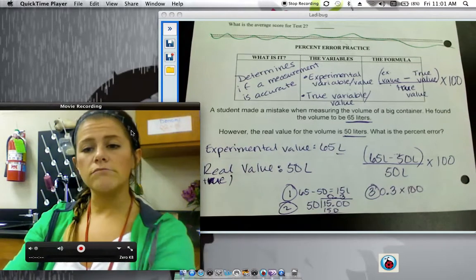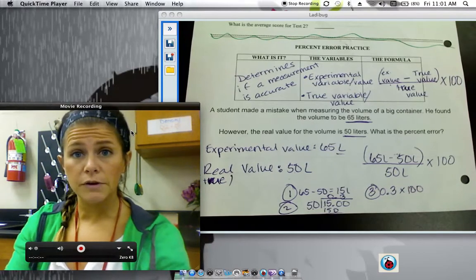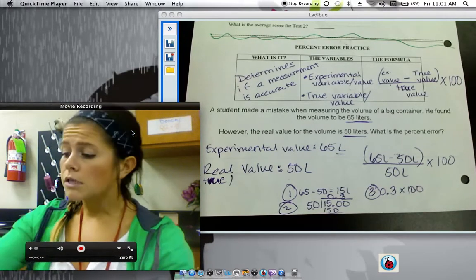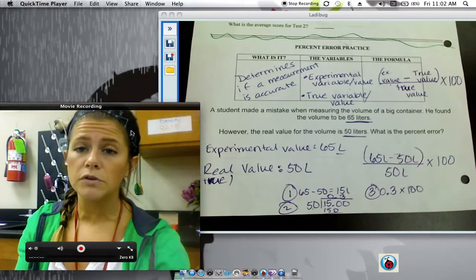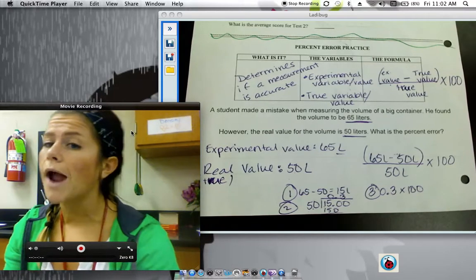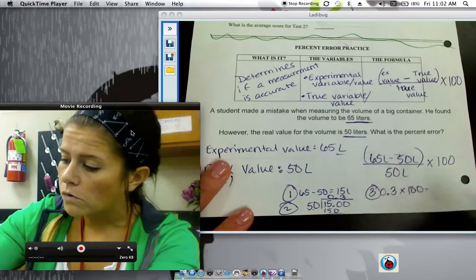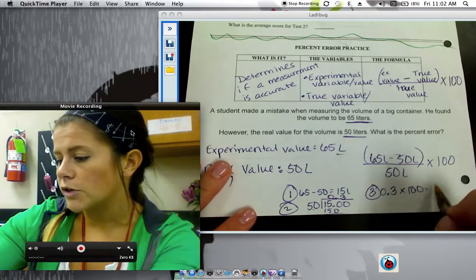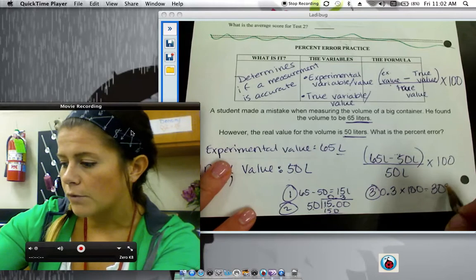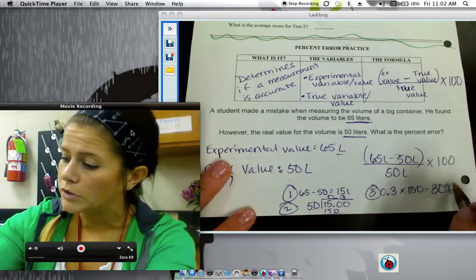So our third step is taking that 0.3 and multiplying it by 100. Now here's a hint. The number of zeros there are tells us the number of times we have to move the decimal. So there's 2 zeros. We have to move the decimal to the right twice, because you're multiplying by a bigger number. So 0.3 times 100 would equal 30, and we are looking for a percentage, so it would be 30%.